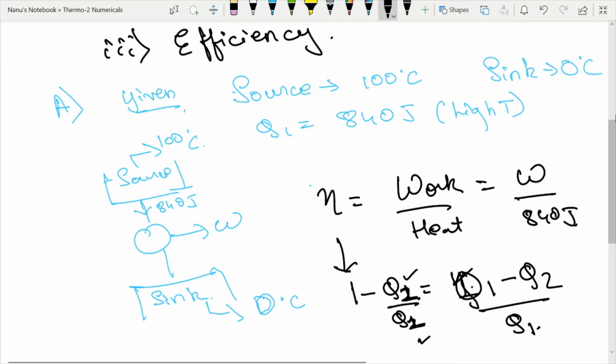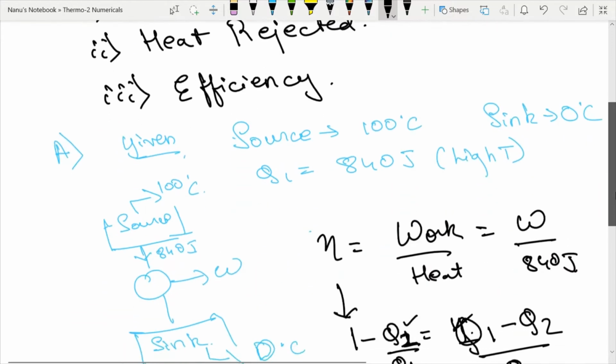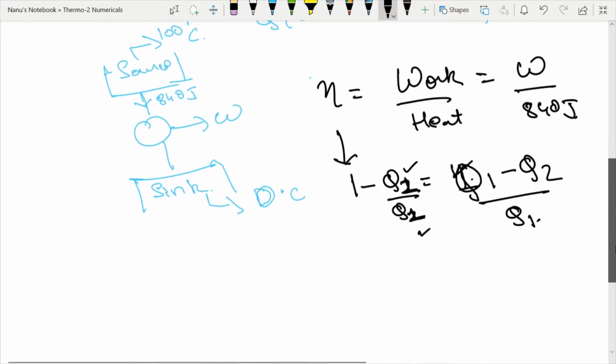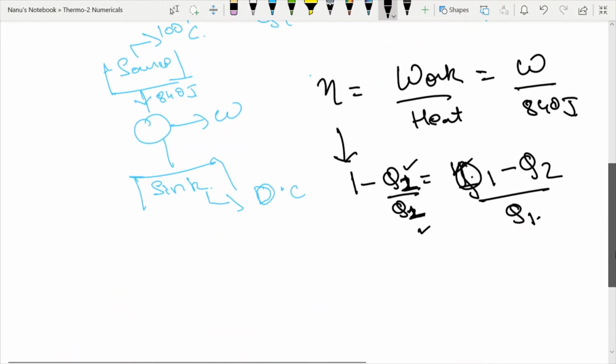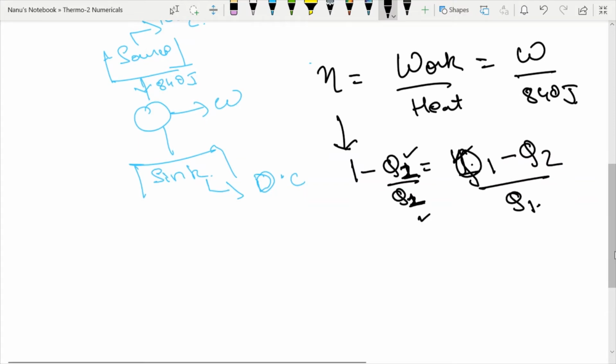Instead of remembering 1 and 2, which you can forget which is 1, which is 2, remember that efficiency will be a positive term, and which will be the source and which will be the sink. So let us do this formula.